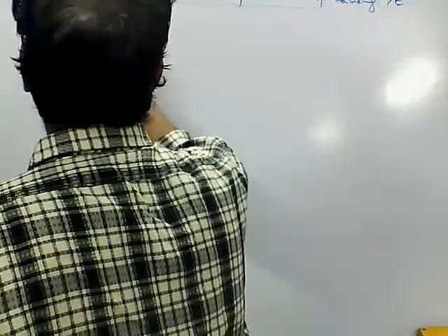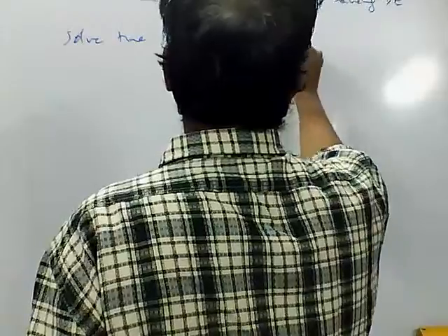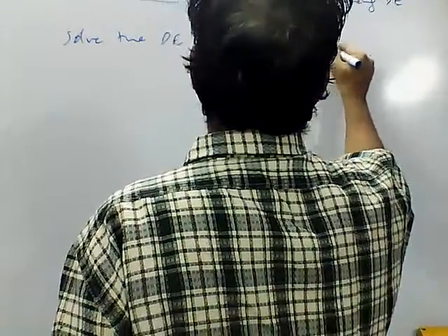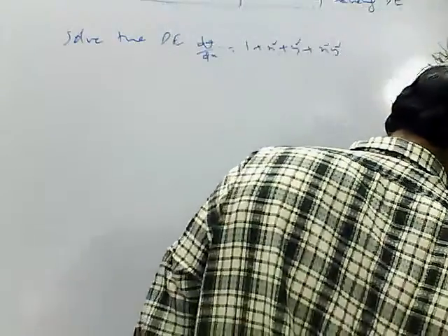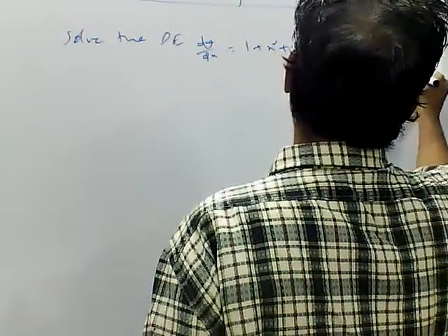Okay, now see here. Solve the differential equation dy by dx is equal to 1 plus x square plus y square plus x square y square, given y is equal to 1 when x is equal to 0.